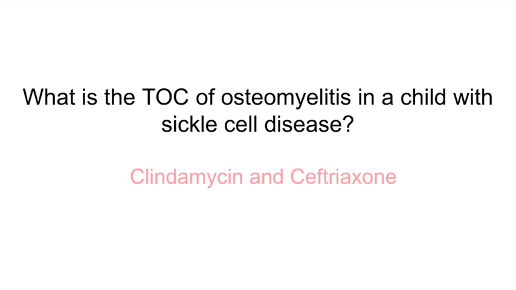Clindamycin and ceftriaxone. So you need gram-positive coverage with nafcillin or cefazolin if the likelihood of MRSA is low, or if the likelihood of MRSA is high, then you go ahead and use clindamycin or vancomycin. You also need gram-negative coverage due to organisms like Salmonella because patients with sickle cell disease have functional asplenia and are vulnerable to encapsulated organisms. So that's why we also use a third-generation cephalosporin like ceftriaxone or cefotaxime for gram-negative coverage.